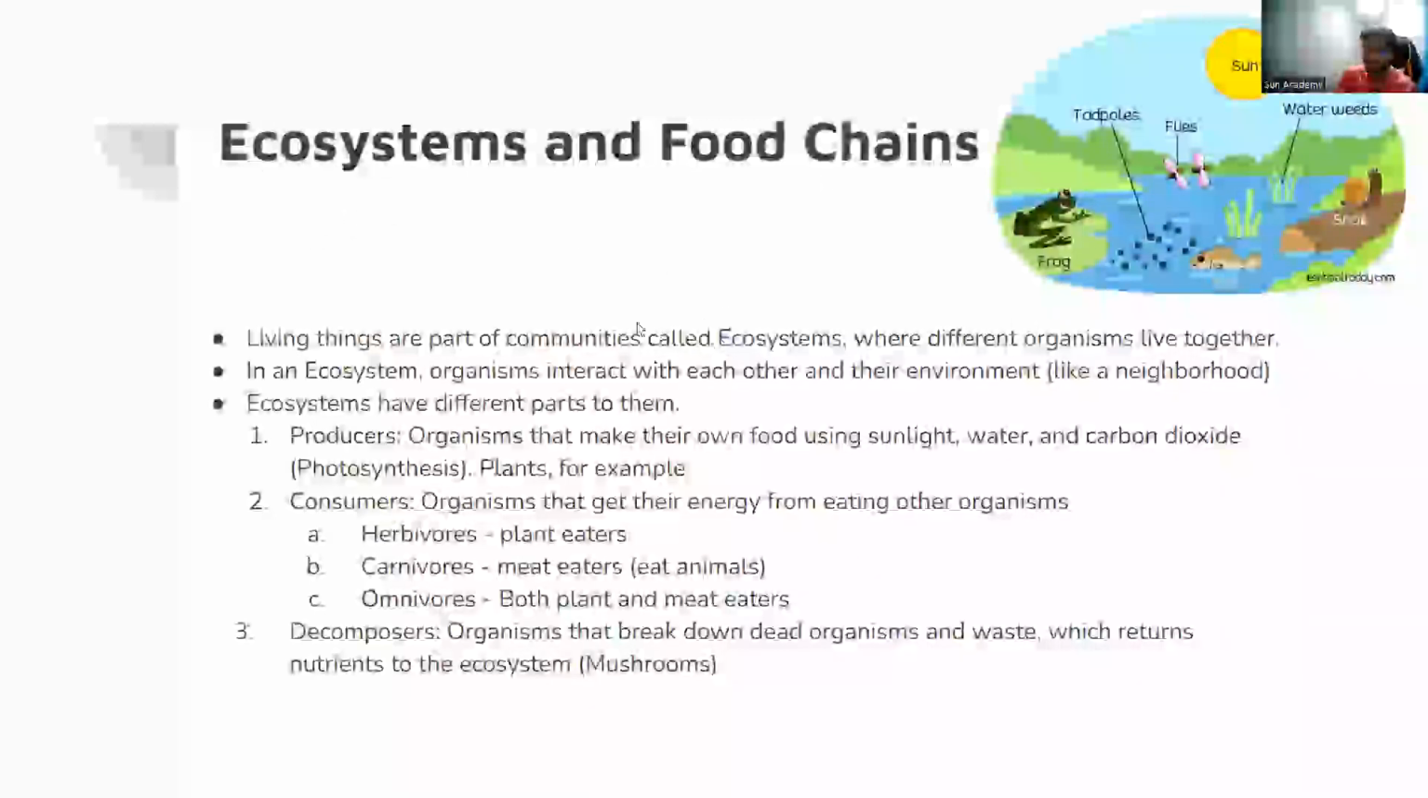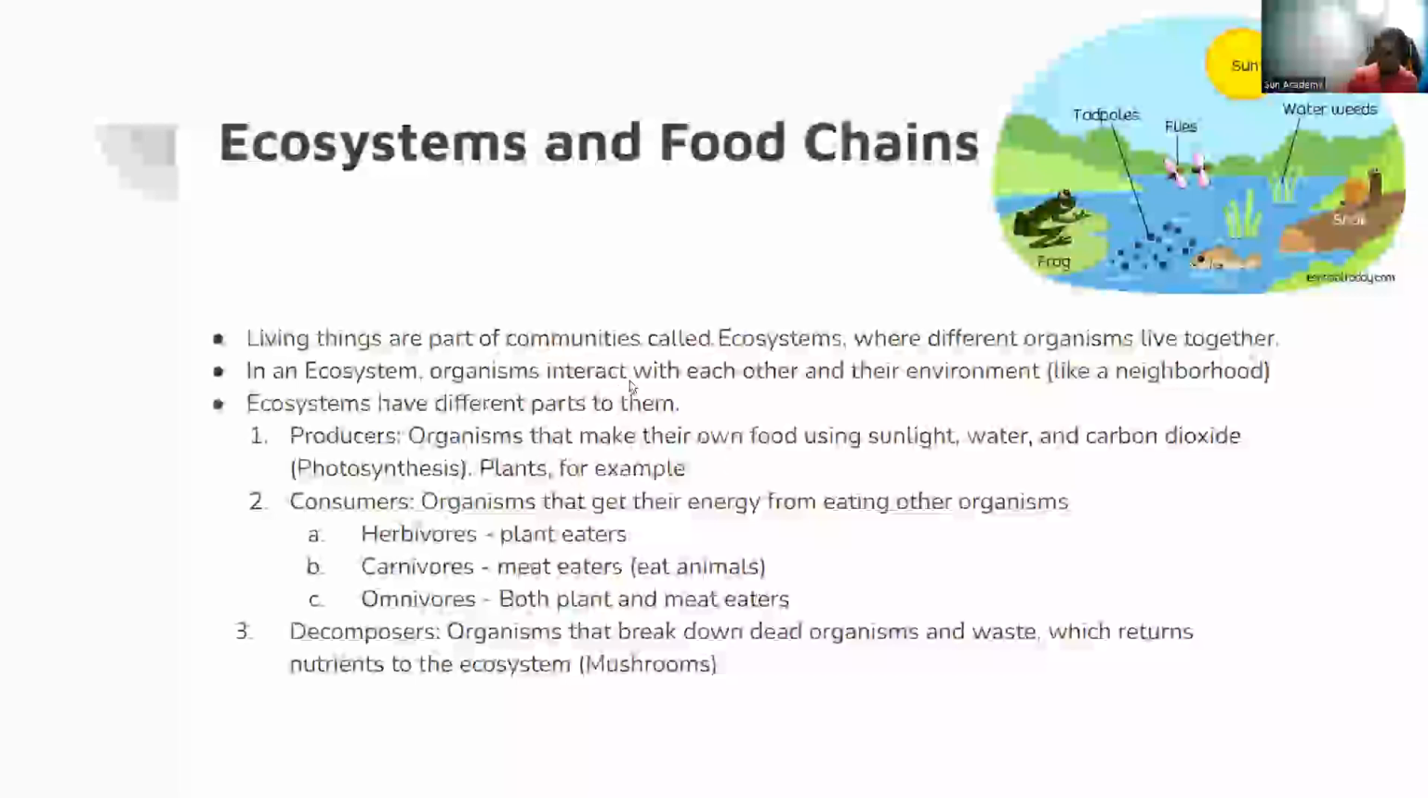we have ecosystems and food chains. So living things, they're part of big communities called ecosystems where different organisms work and live together. So right here, here's an example. Here's kind of like a little pond. So we have snails, water weeds, flies, tadpoles, and a bunch of different animals and plants that work together to keep harmony. So in an ecosystem, as I said before, they interact and they kind of form a neighborhood.